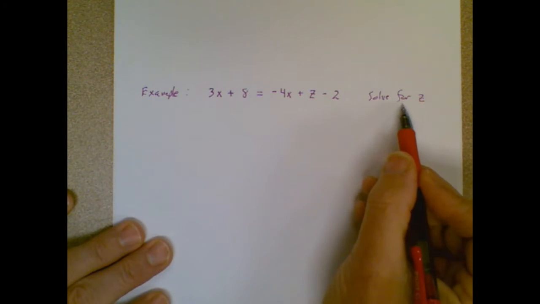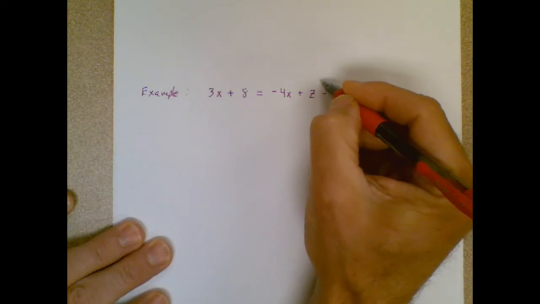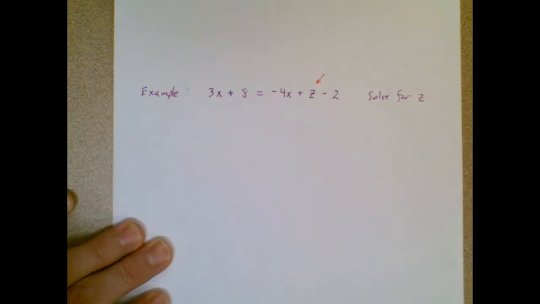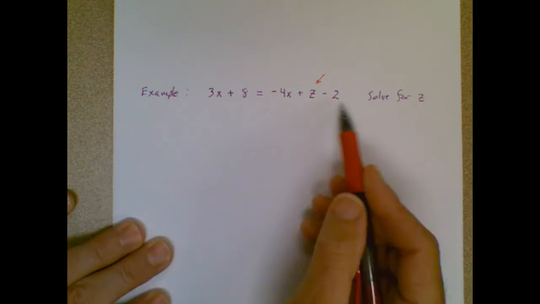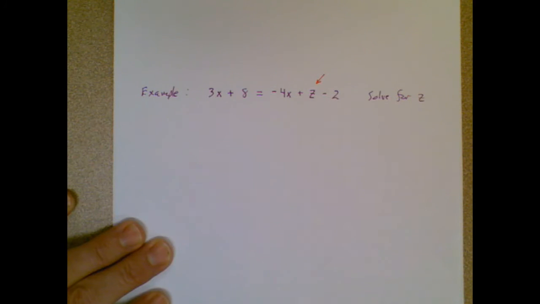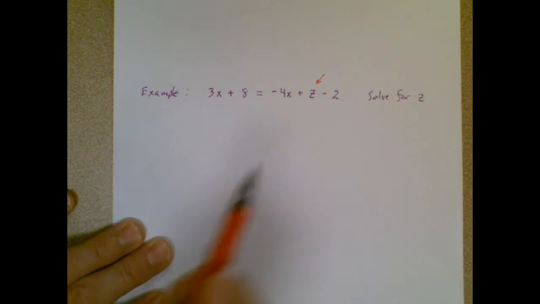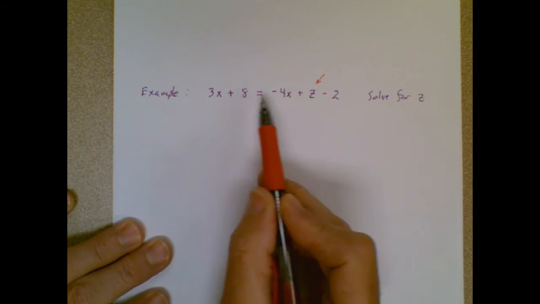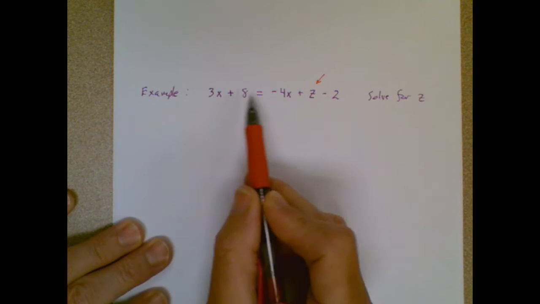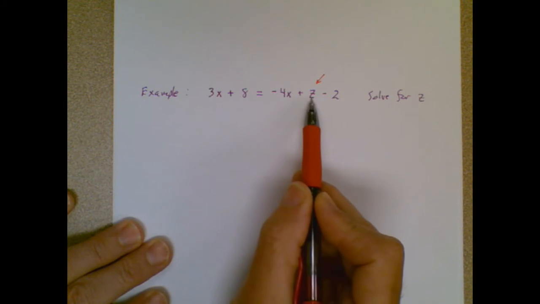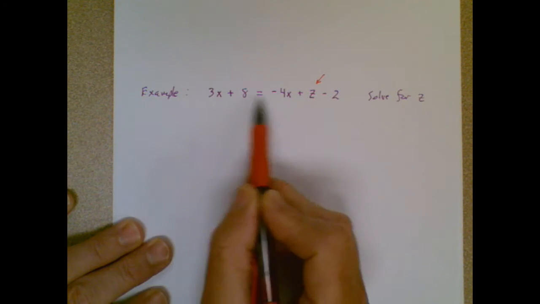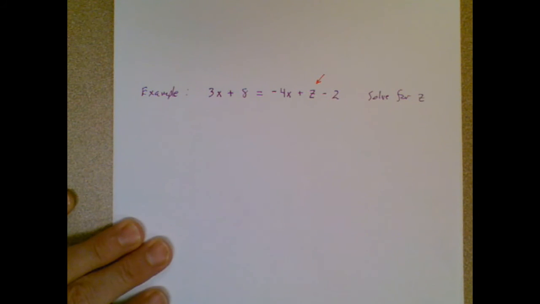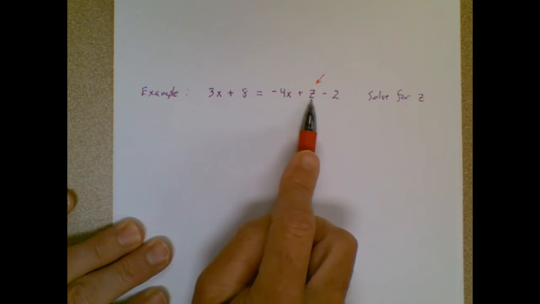In this example, I want to solve for z. So that's the variable I want to solve for. And notice there's a lot going on around here, so we're going to have probably a couple of steps to do. One thing to point out, the z is on the right-hand side. It doesn't matter if it's on the left or the right. You can still get a variable by itself, solving for z in this case, regardless of what side of the equation it's on.